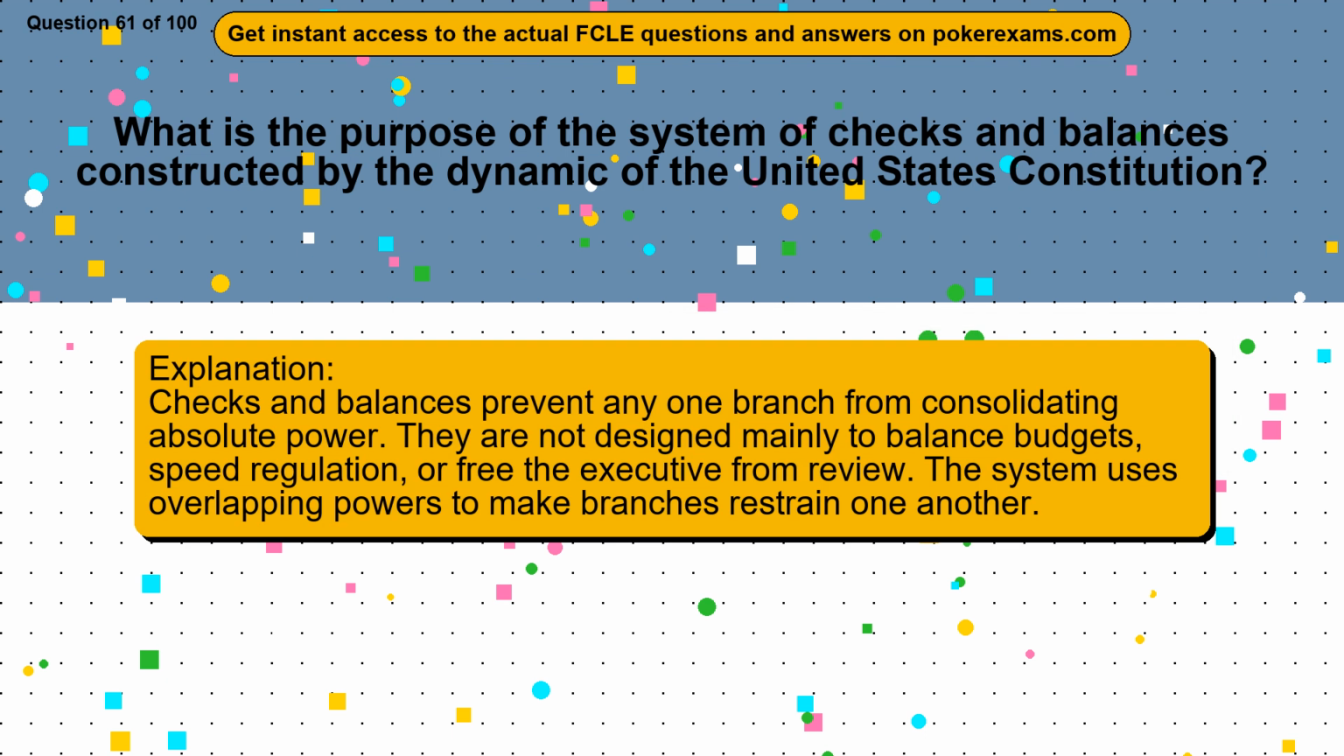Checks and balances prevent any one branch from consolidating absolute power. They are not designed mainly to balance budgets, speed regulation, or free the executive from review. The system uses overlapping powers to make branches restrain one another.